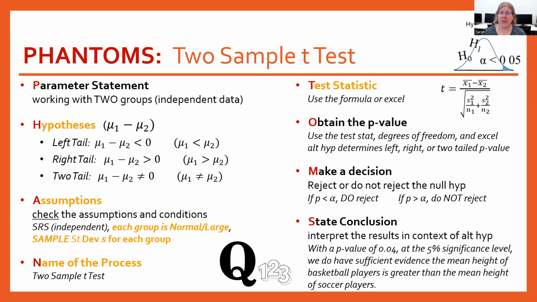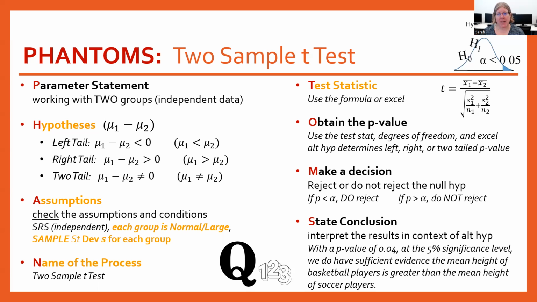So when we say they're two independent groups, I have one data value for everybody in the first group, and I have one data value for everybody in the second group. Okay, so when we have that, that's a two-sample t-test. We do have a test statistic here. Don't panic. I know it looks complicated. You will not calculate this by hand.